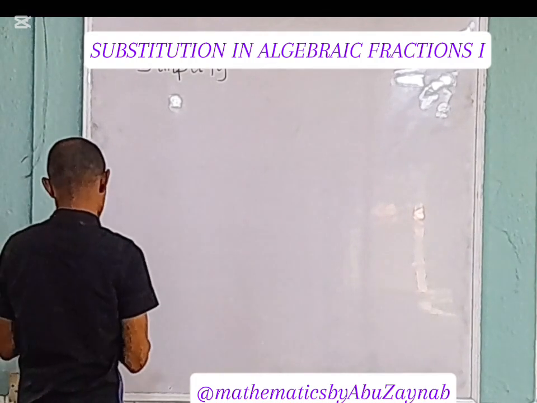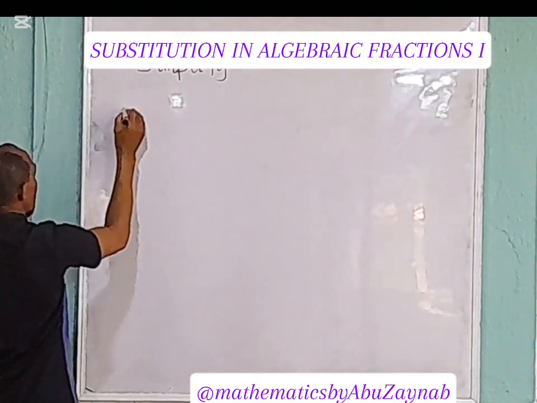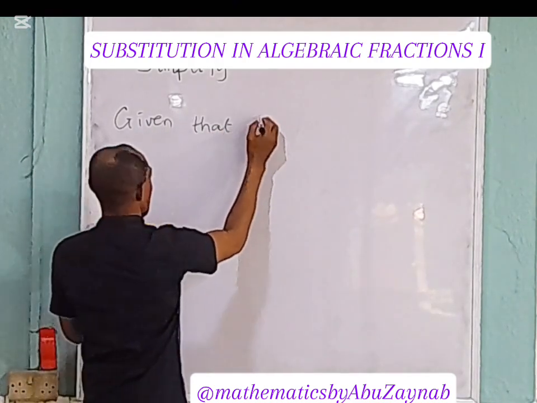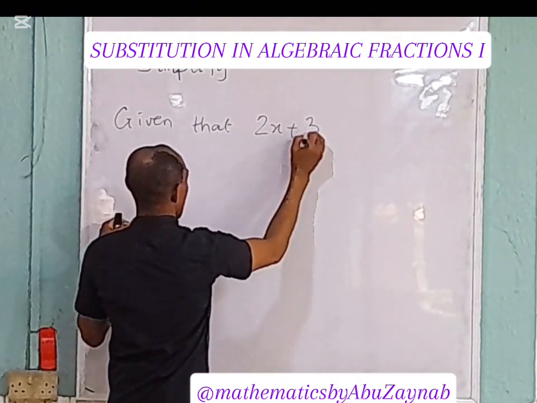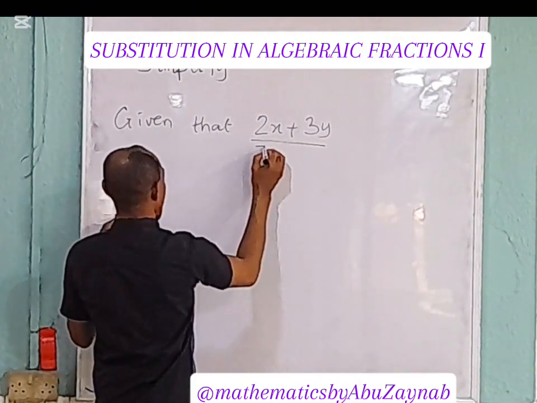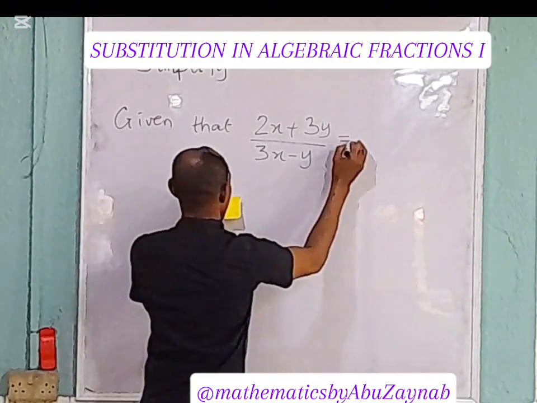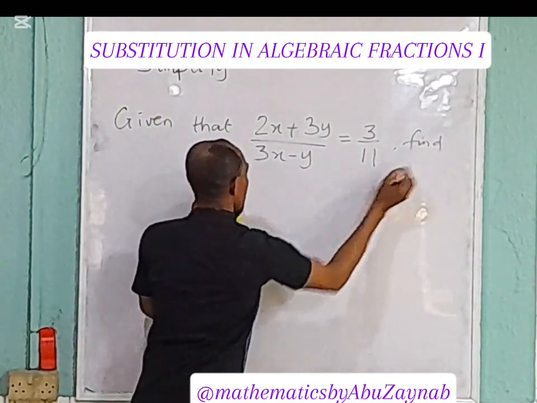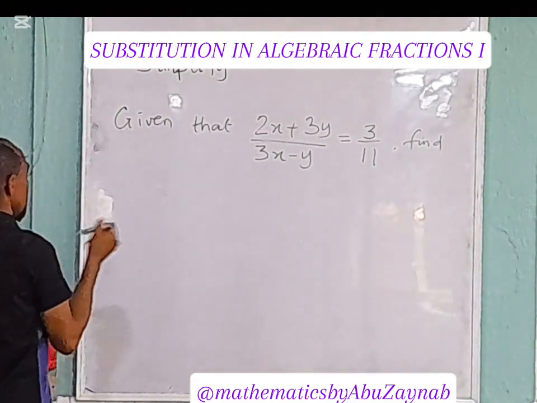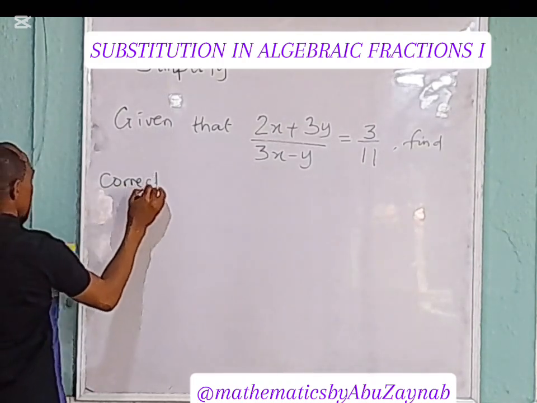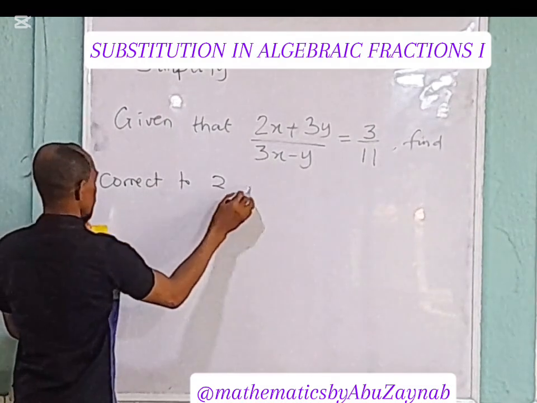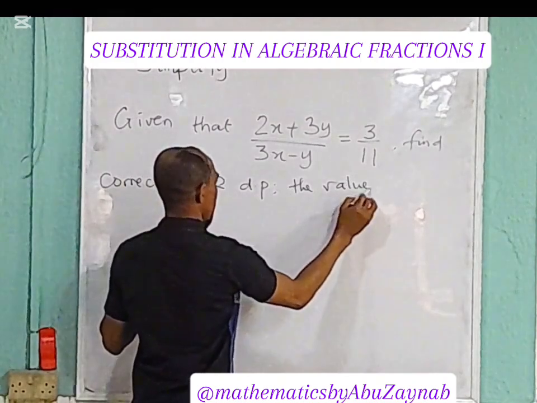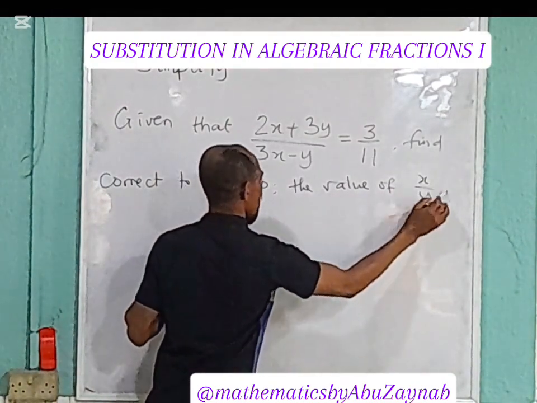So the question goes like this. Given that 2x plus 3y over 3x minus y equals 3 over 11, find, correct to 2 decimal places, a value of x over y. Fantastic.